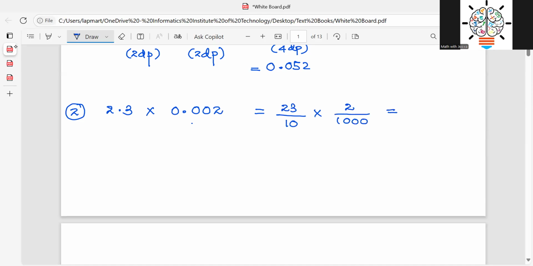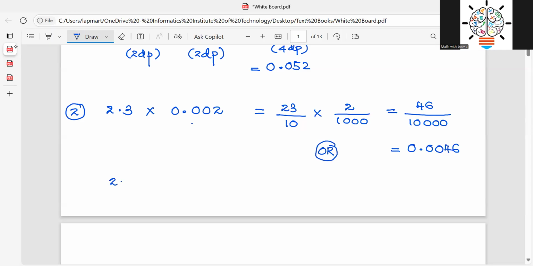So what is the answer? 23 times 2 is 46, and 10,000. So what will be my answer? 0.0046. 46 when you divide by 10,000. So that is how it works. Now I am moving to the second method.